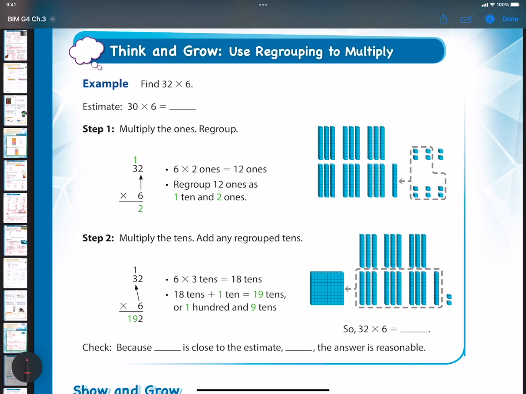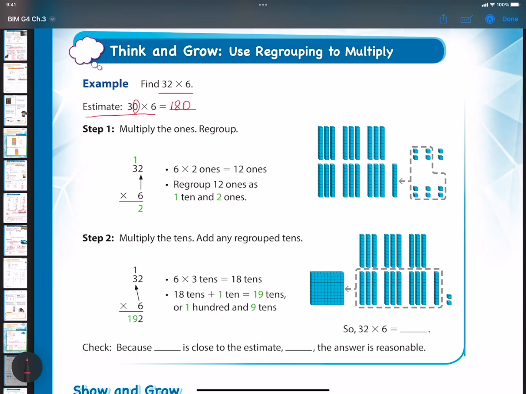Now think and grow. Use regrouping to multiply. Find 32 times 6. First estimate: 30 times 6 is what? 3 times 6 is 18, correct? And how many zeros need to be added? One more zero. So the answer is 180. All right, step 1.